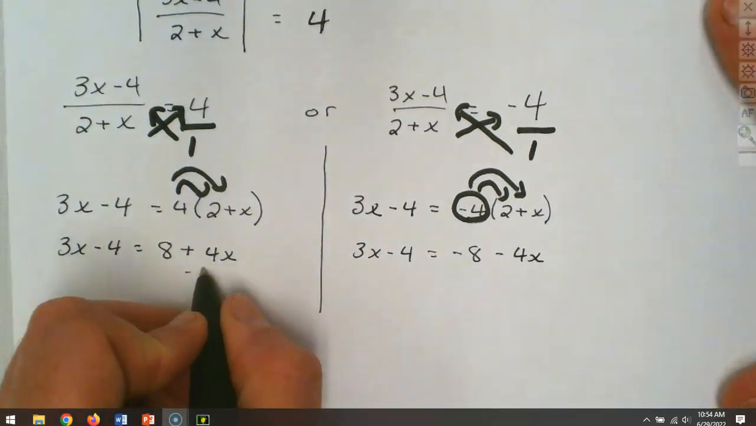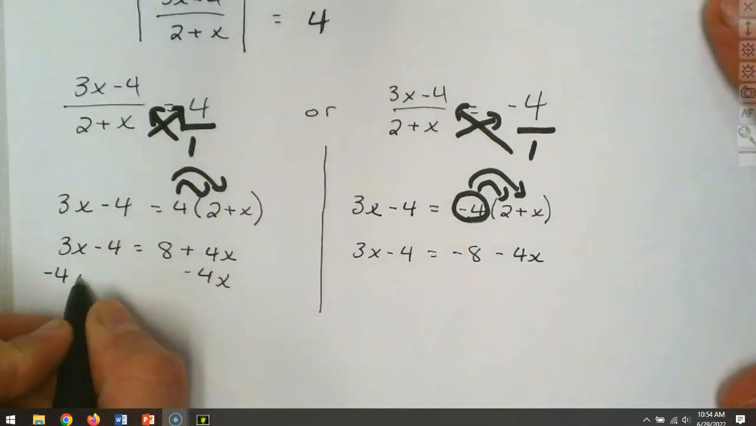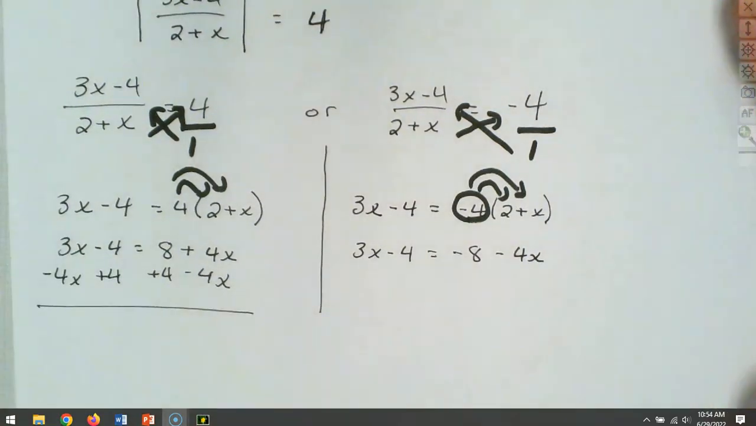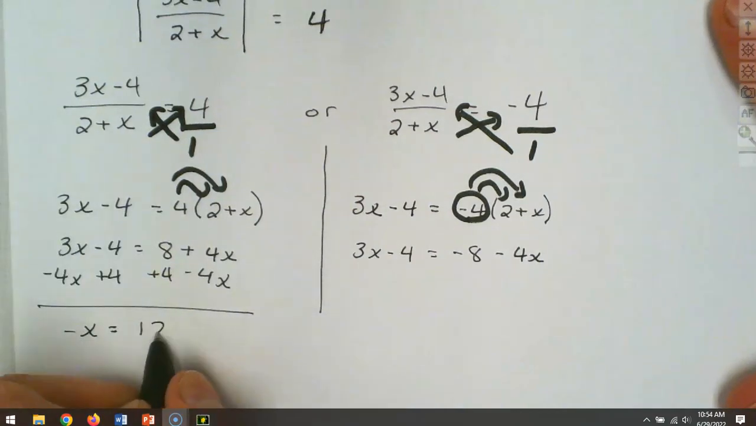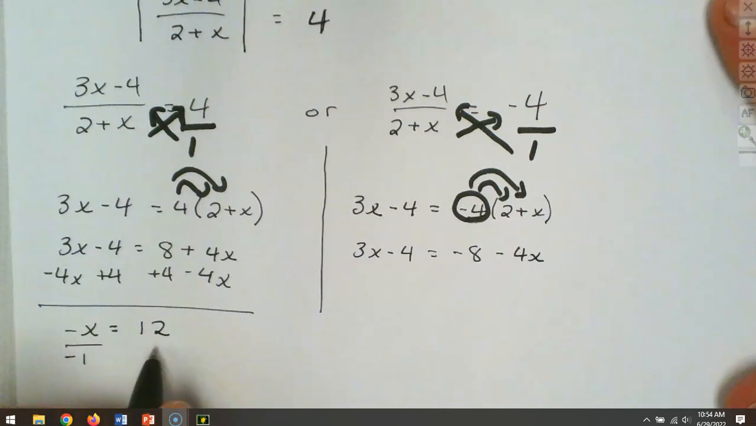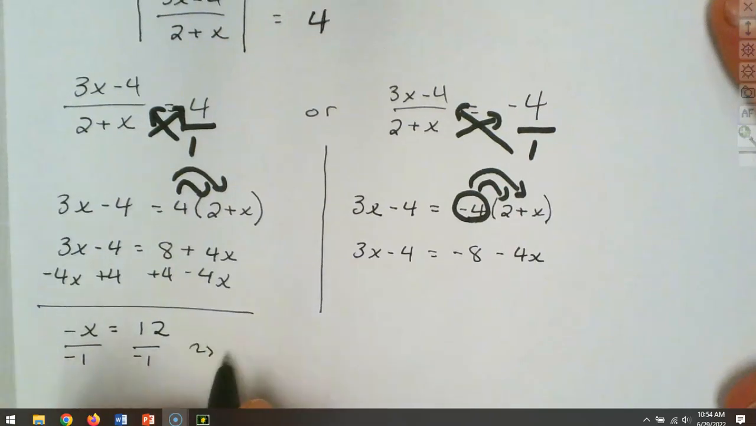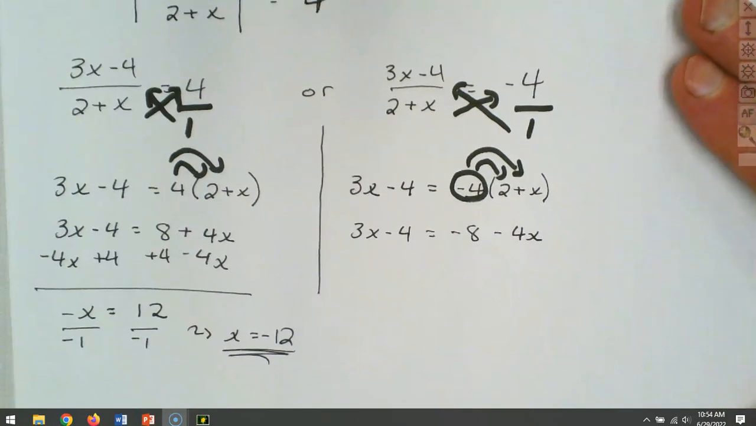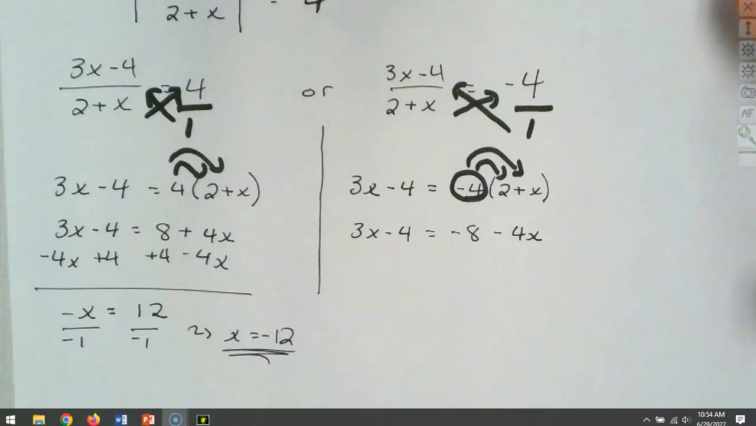So we're going to move that 4x over. And we're going to add 4 as well. Easy enough here. So that makes it a minus x equals now adding 12. Divide by a negative 1. So we now have x equals now a negative 12, right? Easy enough there. Repeat the process on the other side.